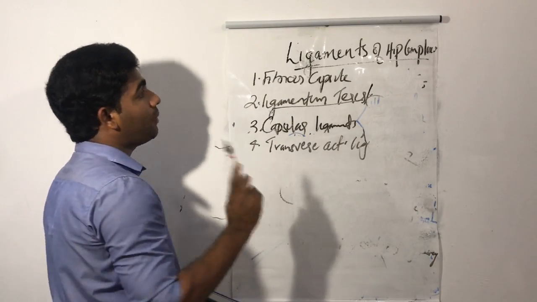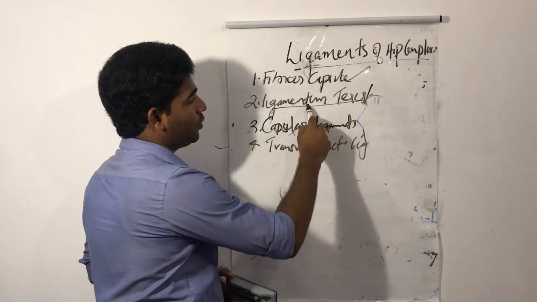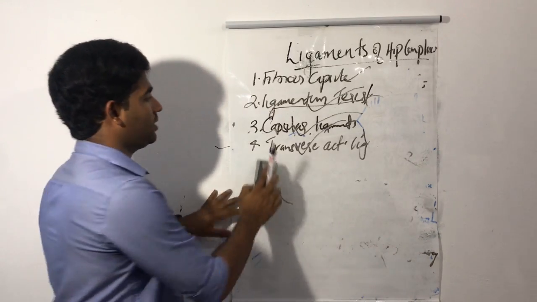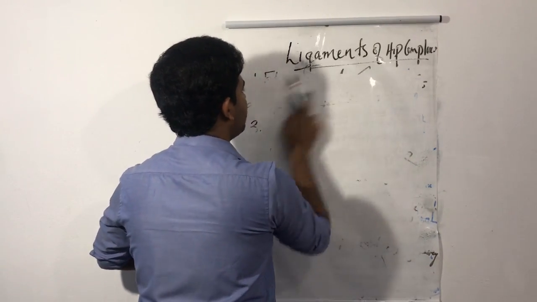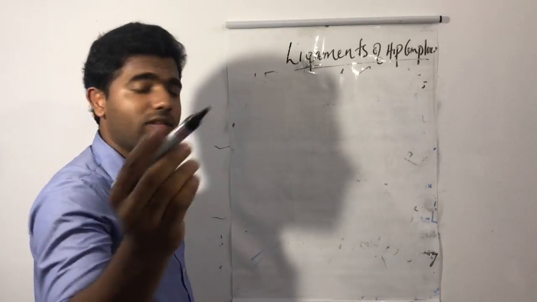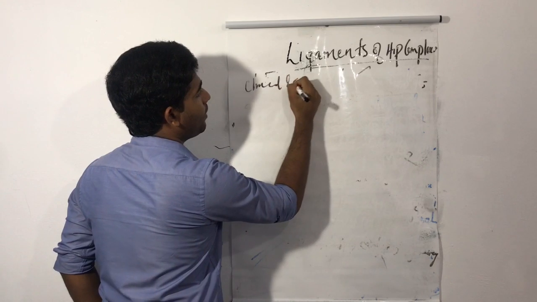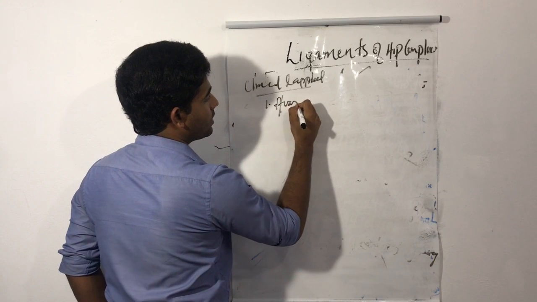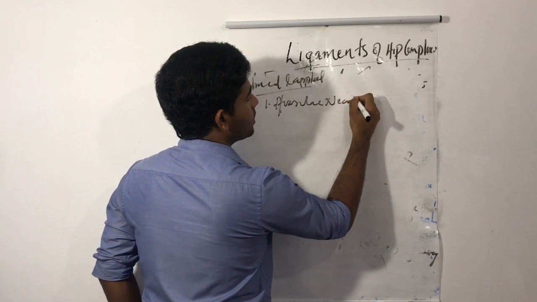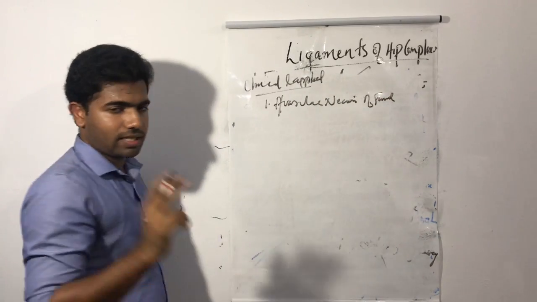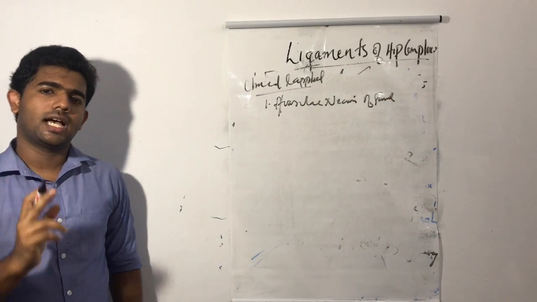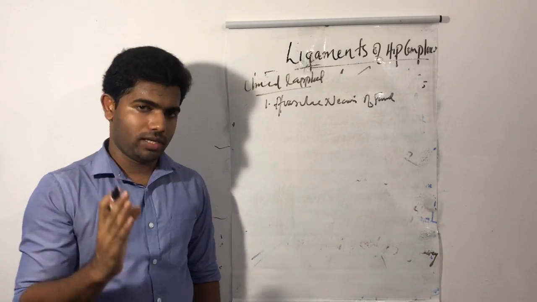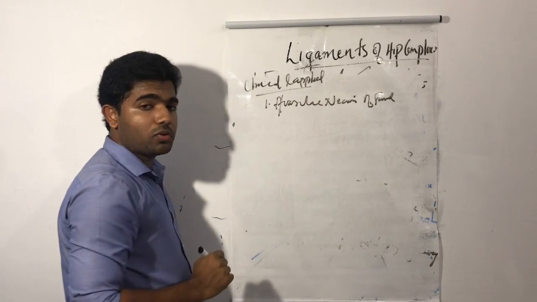So we discussed the ligaments of the hip complex: the fibrous capsule, the ligamentum teres, the capsular ligaments, and the transverse acetabular ligament. That's all about the ligaments of the hip complex, and we will wind up this session by discussing the clinical and applied aspects. The first one is avascular necrosis of the femur, which we discussed earlier. If the fracture is intracapsular, if the neck of the femur is injured, retinacular fibers can be damaged, and that can result in avascular necrosis of the femur.